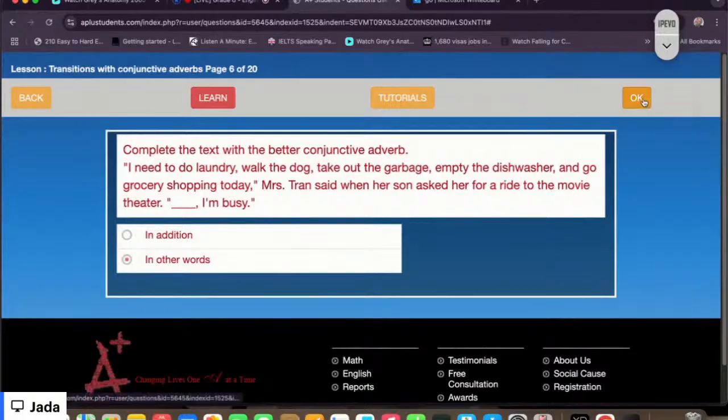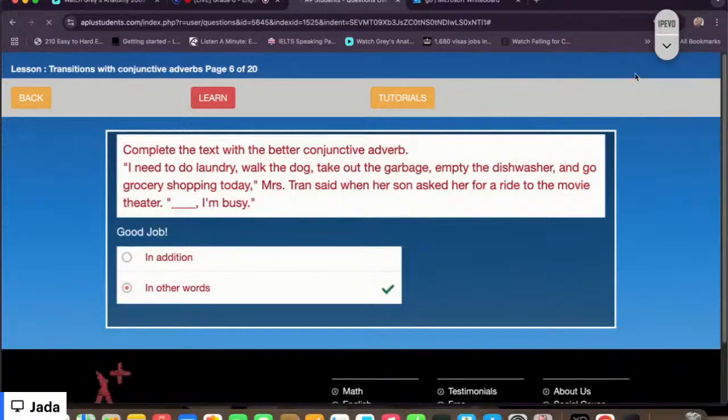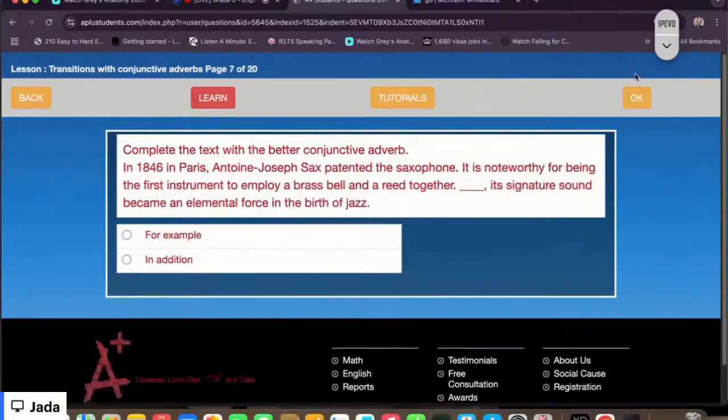In other words, I'm busy. In 1846 in Paris, Antoine Joseph Sax patented the saxophone. It is noteworthy for being the first instrument to employ a brass bell and a reed together. Dash, its signature sound became an elemental force in the birth of jazz. Is it first or second?